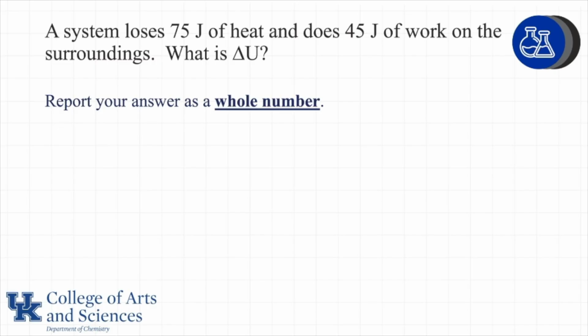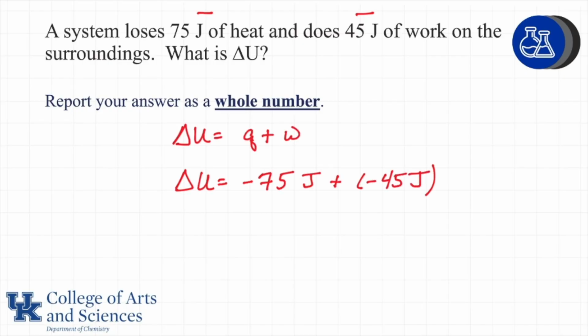A system loses 75 joules of heat and does 45 joules of work on the surroundings. What is delta U? Again, we need to determine what the signs are for heat and work. The system is losing heat, so we'll have a negative value for heat, and it does 45 joules of work on the surroundings, which means that value will also be negative. Therefore, delta U equals Q plus W. We get minus 75 joules plus a minus 45 joules, and delta U equals minus 120 joules.